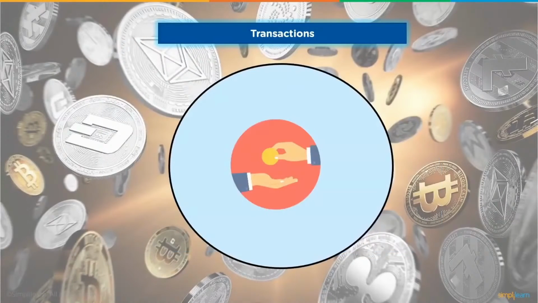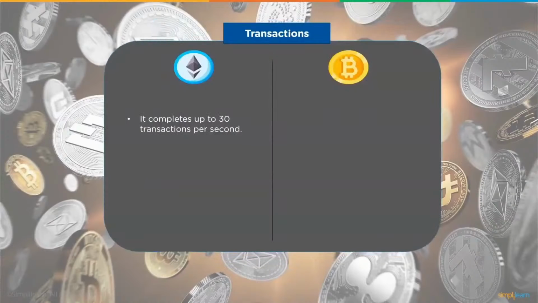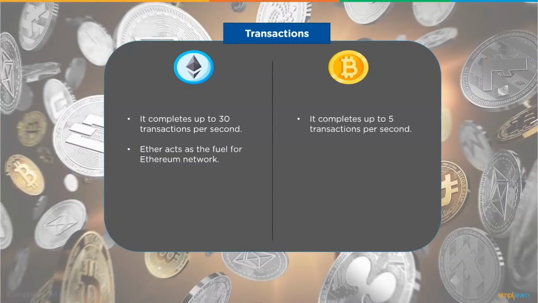Next is transactions. Ethereum is a little bit faster than Bitcoin, with 30 transactions per second, and it takes just a few minutes to confirm. On the other side, Bitcoin's transaction speed is 5 transactions per second, and it can take up to 60 minutes or more to confirm. Ether, the currency of Ethereum, acts as the fuel for Ethereum networks, and Bitcoin is only used as a value for real-world transactions.